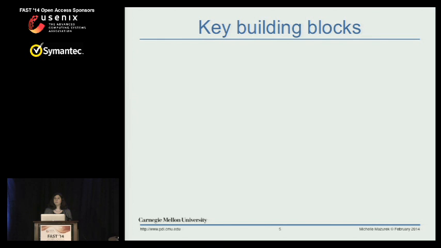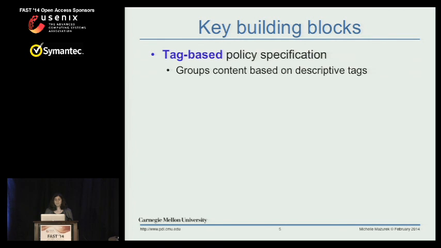Okay, so I mentioned the key building blocks in Penumbra. The first is tag-based policy specification. And the idea here is just that we're going to allow users to group and categorize their content according to these descriptive or semantic tags. And these can be tags that are created by the user, or they can be tags that are automatically generated using, for example, facial recognition in photos.